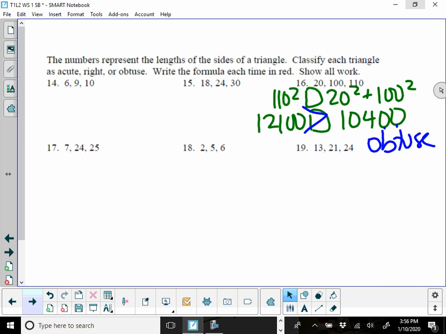Don't forget that Monday you do have your radical quiz on simplifying radicals, adding and subtracting radicals. So make sure you look over that this weekend.